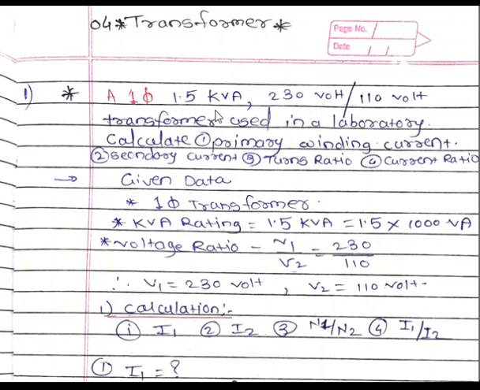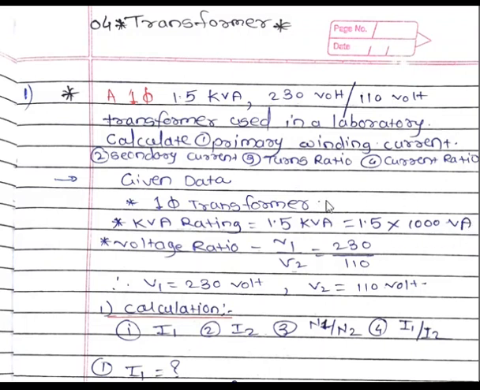Transformer rating is always given in kVA. That is, transformer capacity is given in kVA. Now the rating is 1.5 kVA. This kVA rating is converted into volt ampere. This K indicates the term 1000. Therefore 1.5 into 1000 volt ampere.